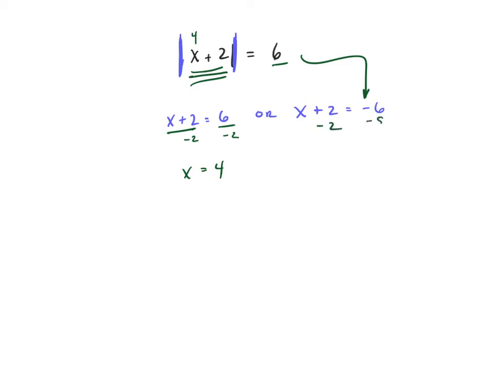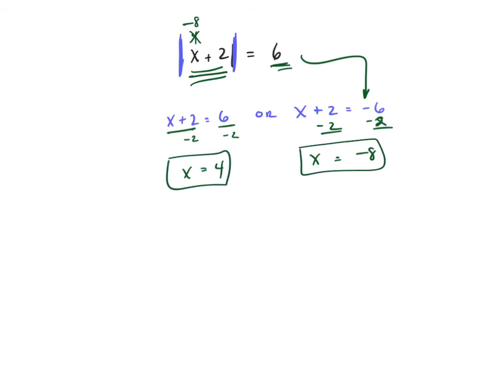Subtract 2, subtract 2. Or x could be at negative 8. Negative 8 plus 2 is negative 6. And the distance, that is from 0, is 6 units. So both these are our solutions.